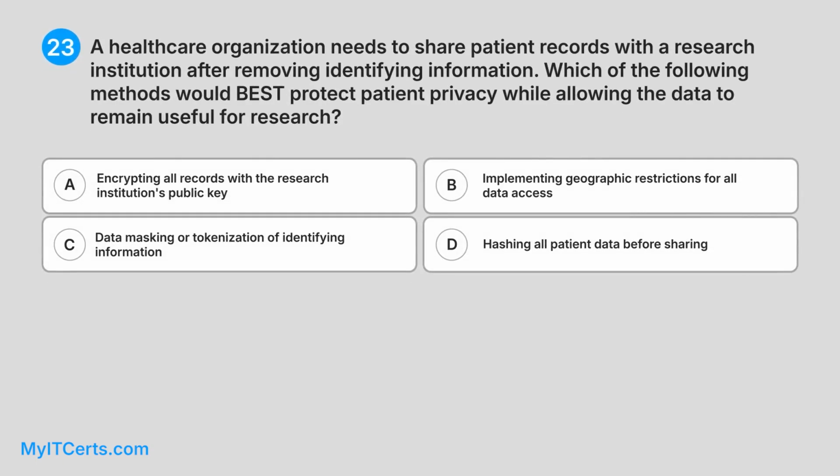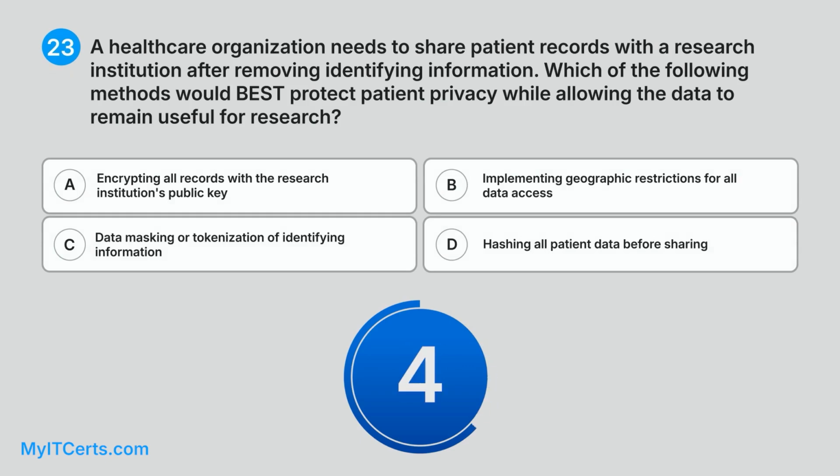(23) A healthcare organization needs to share patient records with a research institution after removing identifying information. Which of the following methods would best protect patient privacy while allowing the data to remain useful for research? A. Encrypting all records with the research institution's public key. B. Implementing geographic restrictions for all data access. C. Data masking or tokenization of identifying information. D. Hashing all patient data before sharing.